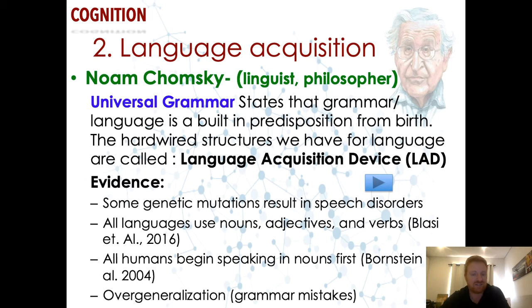And then there's this idea of overgeneralization that we sometimes see with babies learning language, which is basically grammar mistakes. But it's the types of grammar mistakes that they're making that tend to make us believe that there's something they're born with that's making them make that mistake.